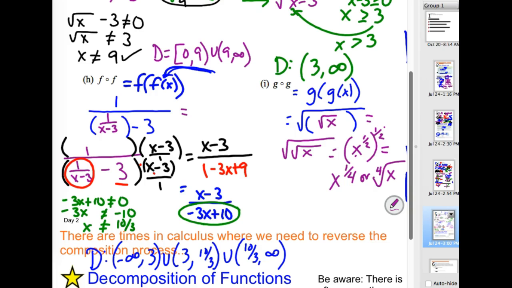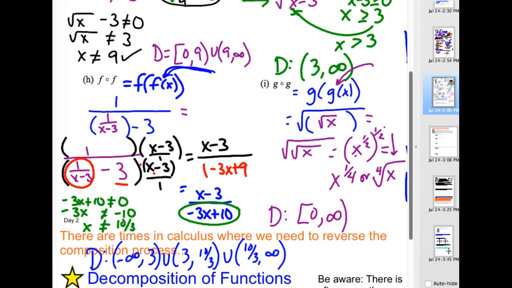So domain restrictions, based on my inside function, which was the square root of x, we said x has to be 0 or higher, something non-negative, and that same thing would apply to our final answer here of the 4th root of x. So my domain would be everything from 0 to infinity.